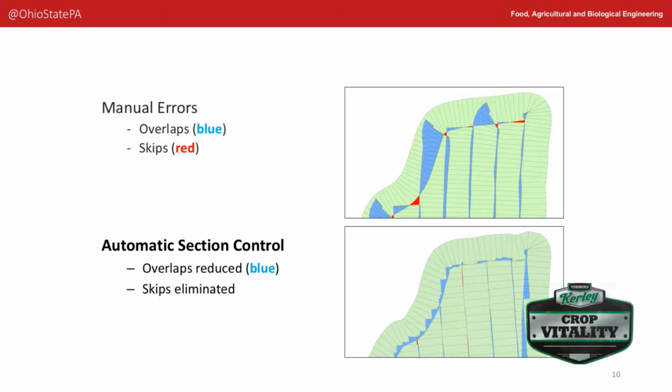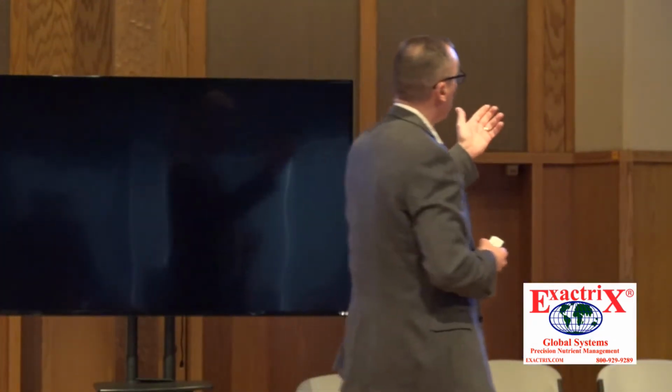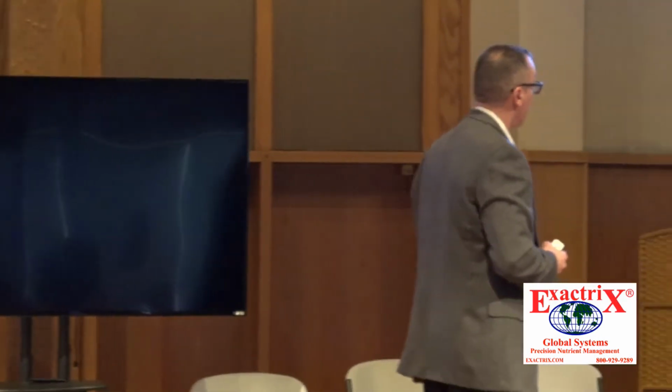Okay, the blue is the double applied areas, red is skips, and in the bottom there you basically see section control, multi-section control being used. Same machine, just putting it on the machine. What you see, there's basically very small, very negligible areas that get double applied, making sure we minimize the red. So we're doing a much better effective job of getting the fertilizer applied in this case.